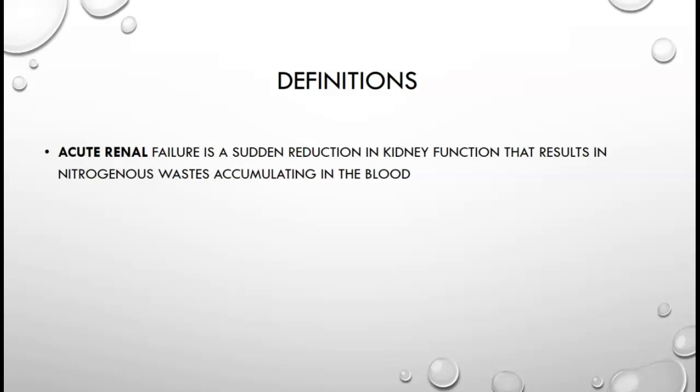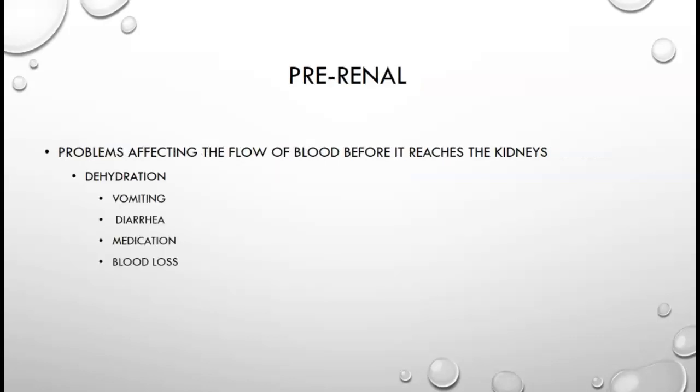The definition of acute renal failure is a sudden reduction in kidney function that results in an accumulation of waste products that are not supposed to be in your body. So you'll see these people with high potassium, which is one of the big signs that we look for, and then fluid retention.